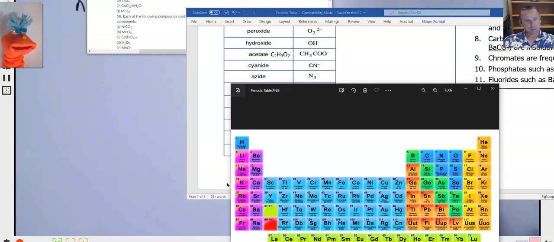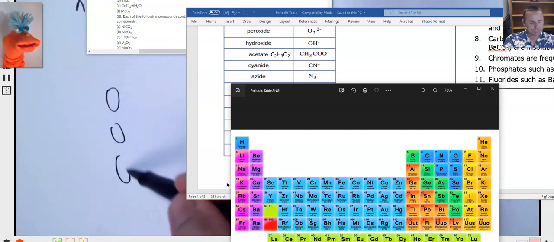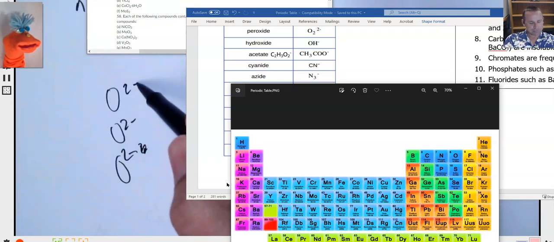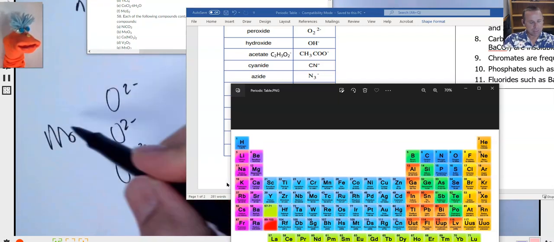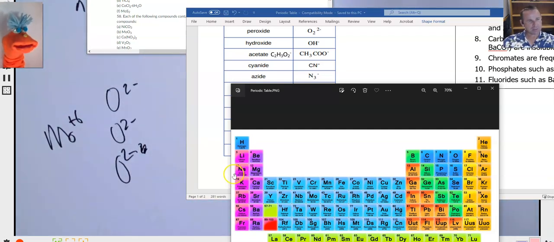All right, what's the next one? Molybdenum, 3 oxygens, 2- on each oxygen. So molybdenum 6 oxide. Very good. You're getting the hang of it. There's 3 oxygens. Each one has a 2- charge on it. 1 molybdenum has to have a +6 to balance that. So it's molybdenum 6 oxide.